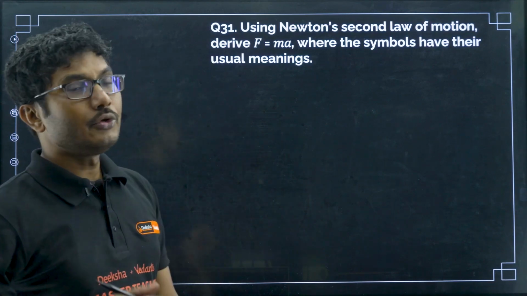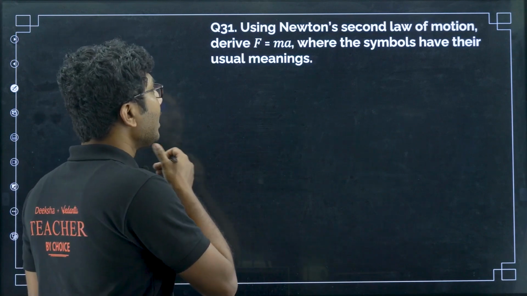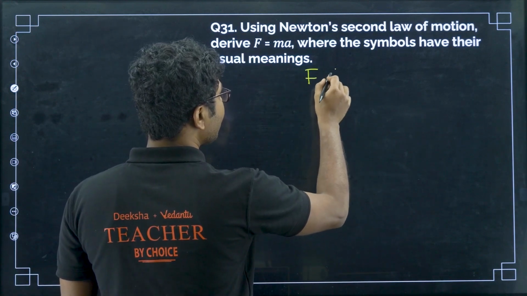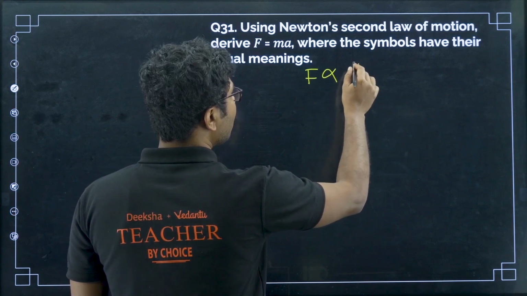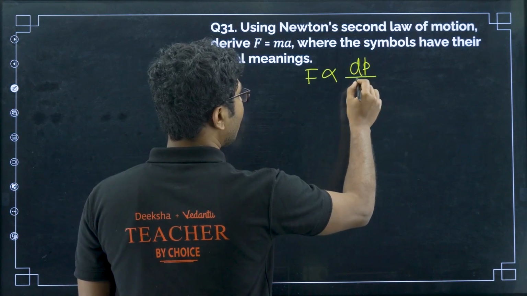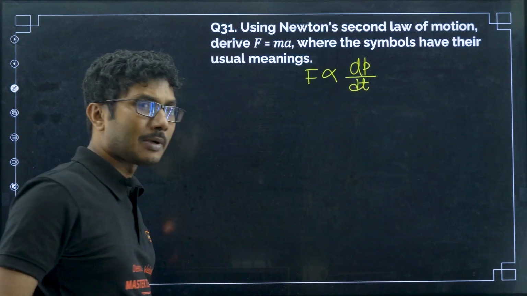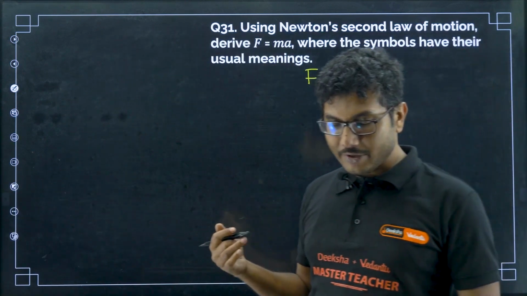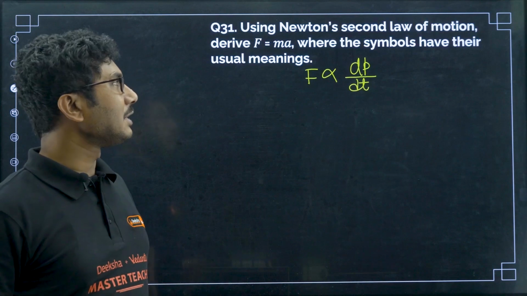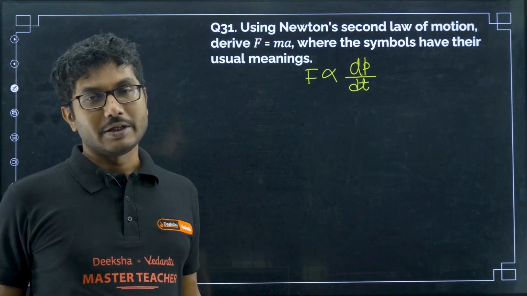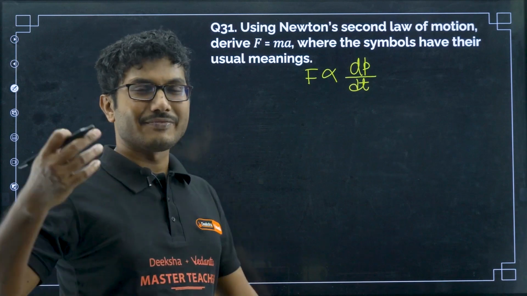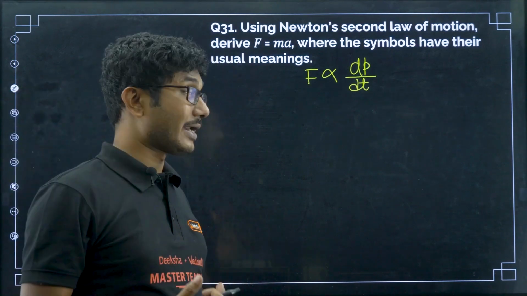According to Newton's second law of motion, the force acting on a body is proportional to the rate of change of momentum. The rate of change of momentum is given by dp by dt. That is the differentiation of p with respect to time, which is the rate of change. Differentiation represents rate of change. I have done a basic physics video in the past, you can go and check that out.